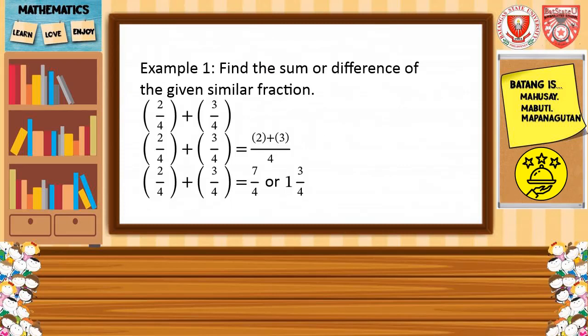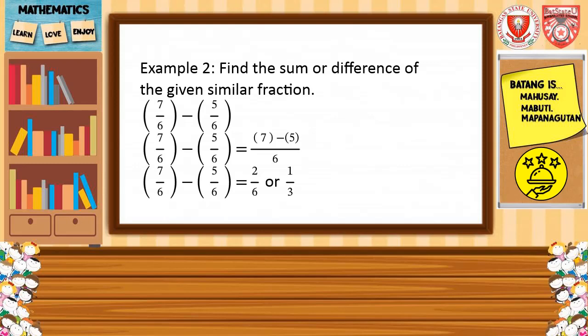Example number 1. Find the sum or difference of the given similar fractions. 2 over 4 plus 3 over 4 is equal to 2 plus 3 over 4. We're going to copy the denominator. So 2 plus 3 is equal to 5, then copy the denominator 4. So we have the answer 5 over 4.